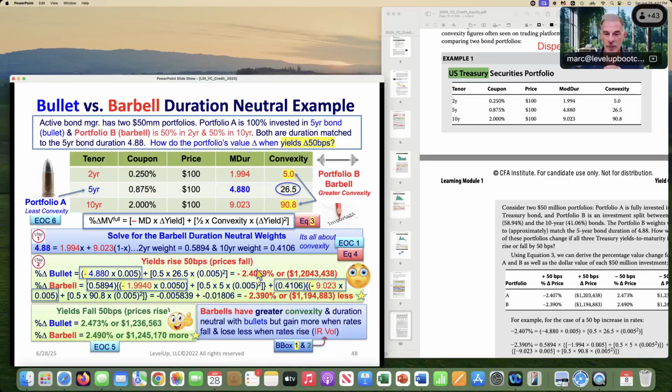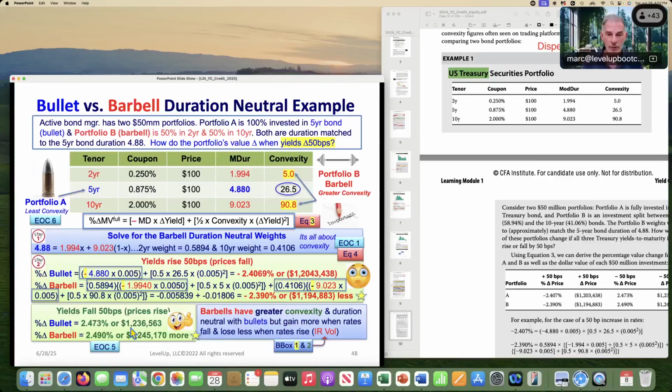So on a percentage basis, it looks very close, but on a dollar basis, on a $1 million or $50 million portfolio, it's a little bit larger. So a barbell that has greater convexity, when interest rates went up, had less of a loss. And then if you do the same calculation on the down-move point on the barbell and you go through the same calculation, you find out the barbell makes more than the bullet.